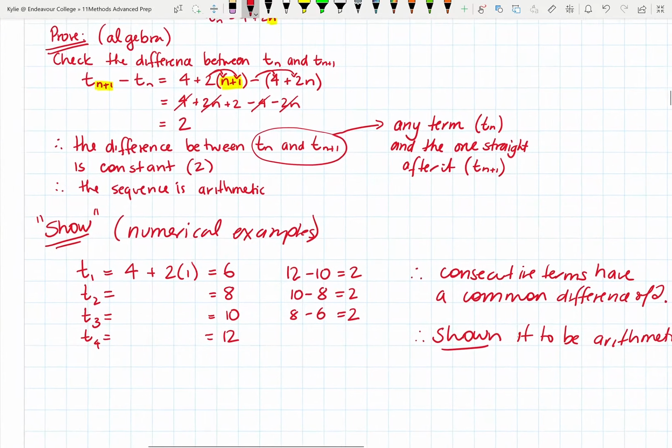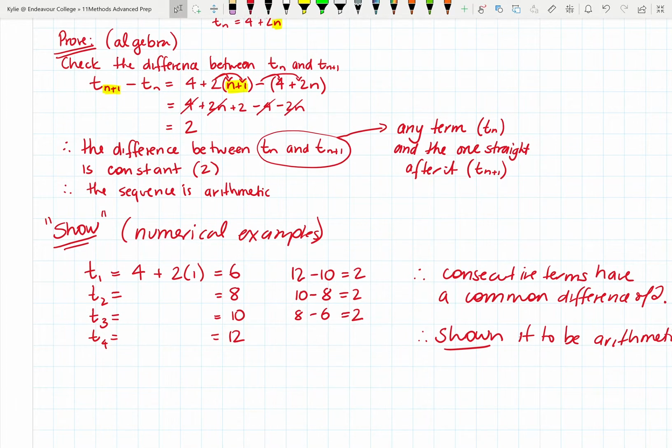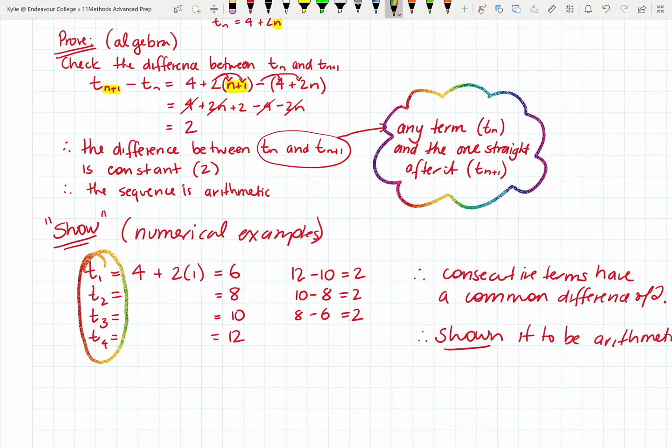So what's the difference between these two? It's this bit here, and I'm going to spend some rainbow pen on it. It's the fact that for the proof, we've proven it for any term and the one straight after it. For the show, we've only considered, in fact, that's not worthy of a rainbow pen. I want to do it in a red pen. We've only considered terms 1, 2, 3, and 4. We haven't shown it to be true for every single term and the one after it. We've only shown it to be true for the first 4 terms. So that's a show. The proof has to be true for every single term.